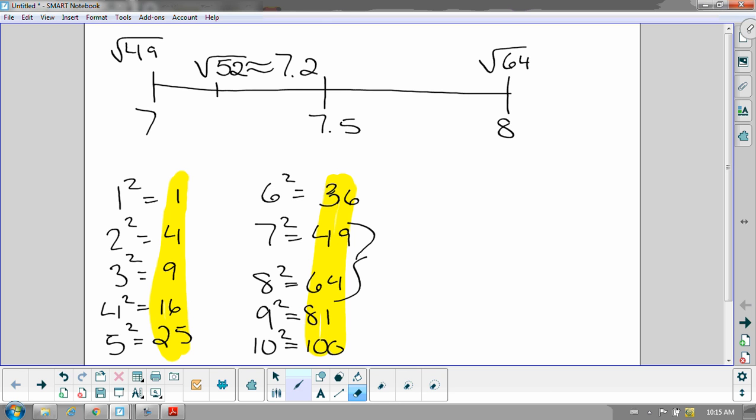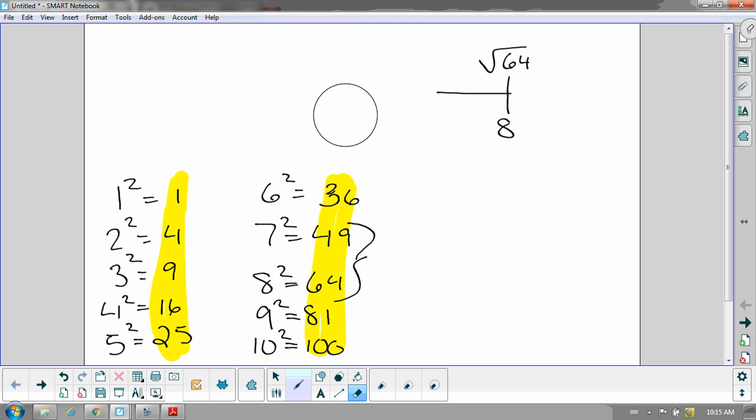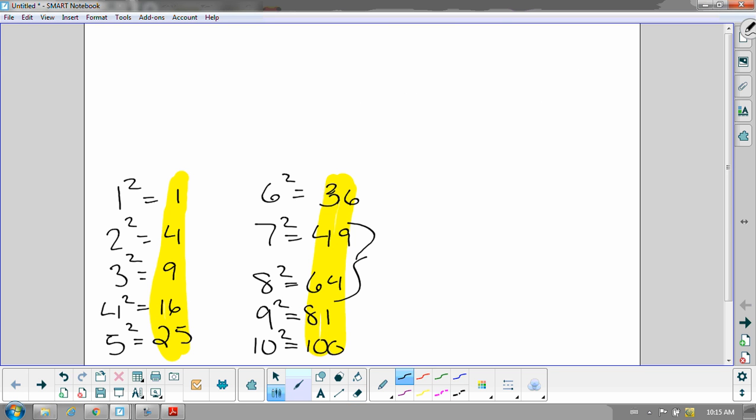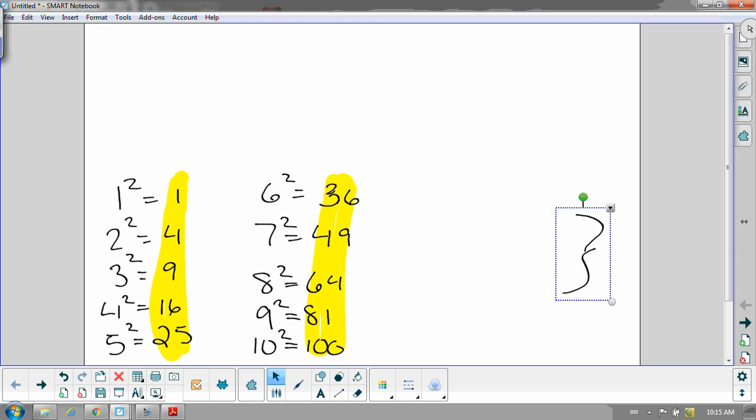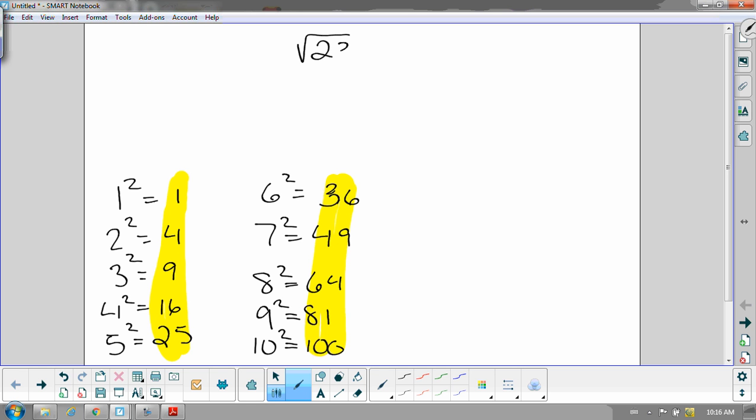Let's try a second example. If I wanted to know the square root of 23. Again, look at your perfect squares that I have highlighted here. And 23 lands between 16 and 25. So you draw your number line.